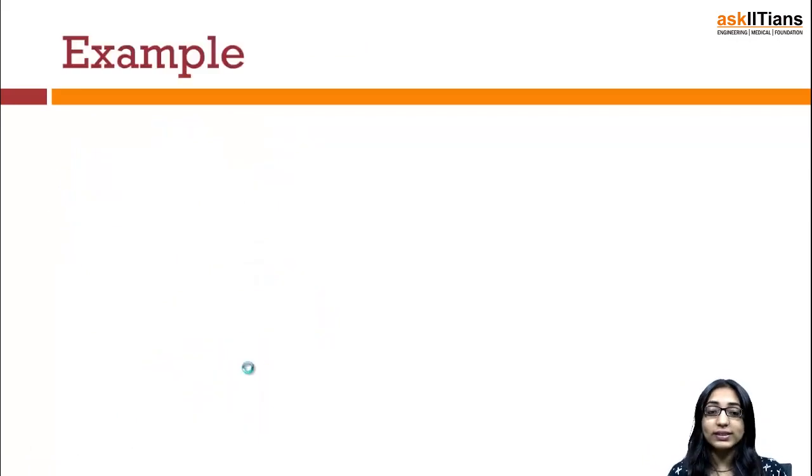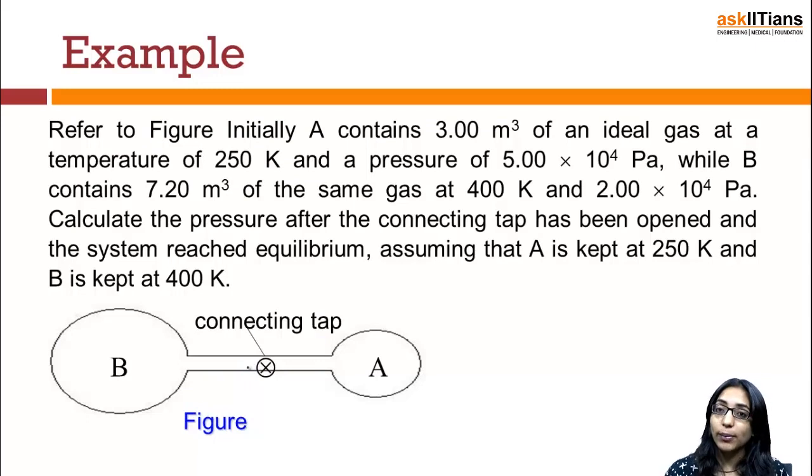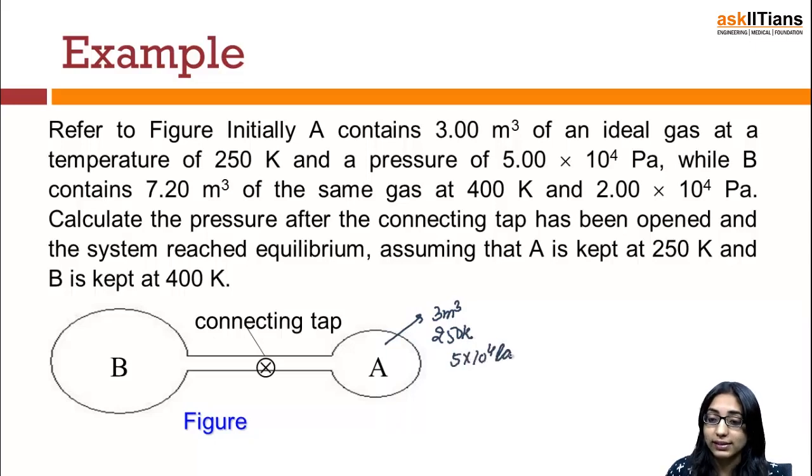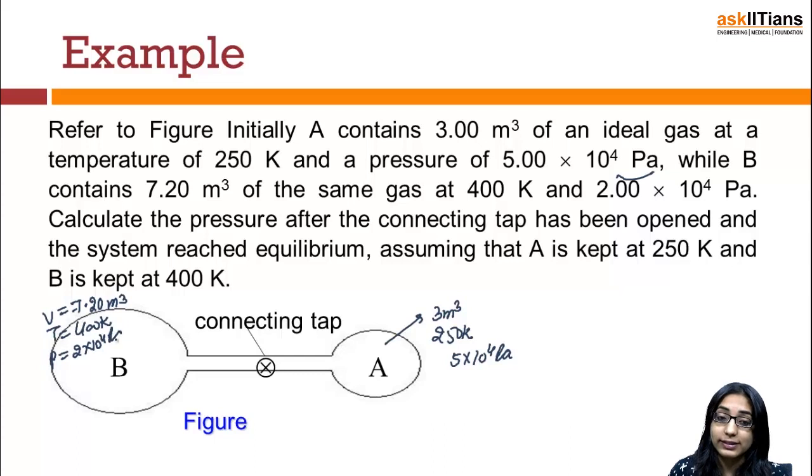Now, since we are done with this example, let us move over to the second example so that the concept becomes more clear. It says you refer to the figure given below. Initially, A contains 3 meter cube of an ideal gas at a temperature of 250 Kelvin, and the pressure is given to be 5 into 10 raised to the power 4 pascals. While B contains 7.20 meter cube of the same gas, but the temperature is 400 Kelvin and the pressure is 2 into 10 raised to the power 4 pascals.